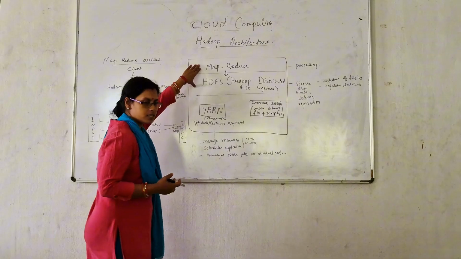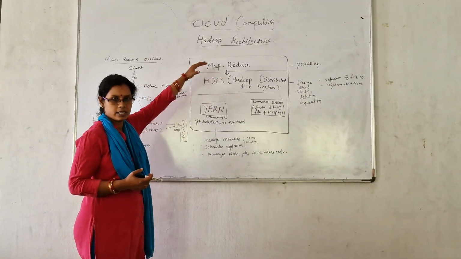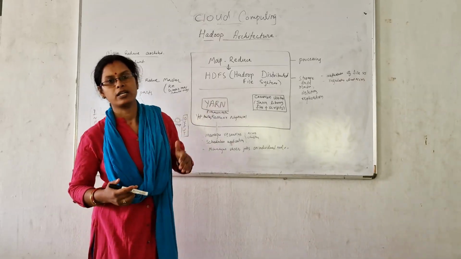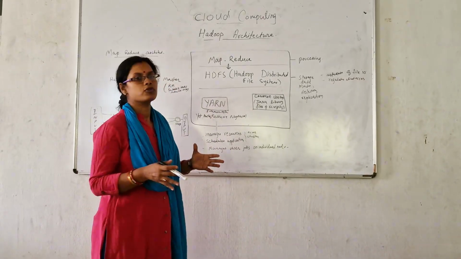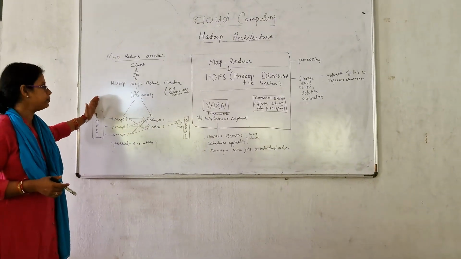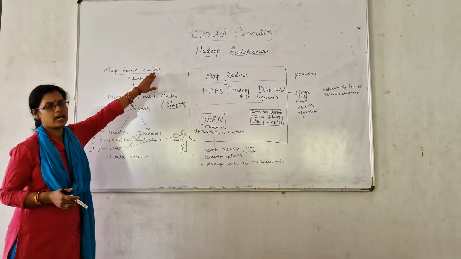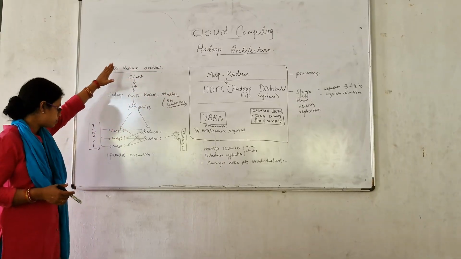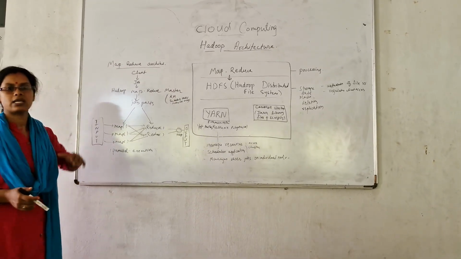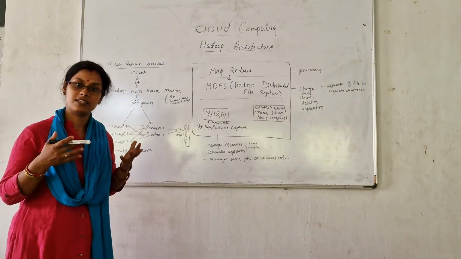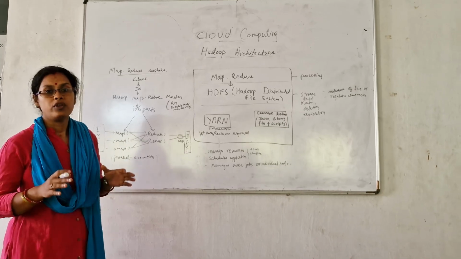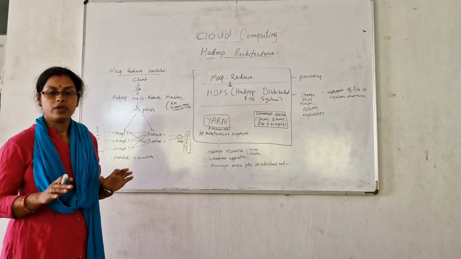So let me first tell you about MapReduce. It is the first, topmost part which in the Hadoop architecture we require to process the data. Here I have drawn the diagram of what a MapReduce architecture is. It has certain components. The first component is the client. Why client? Because the client is going to give the data, massive data or big data, what we say.